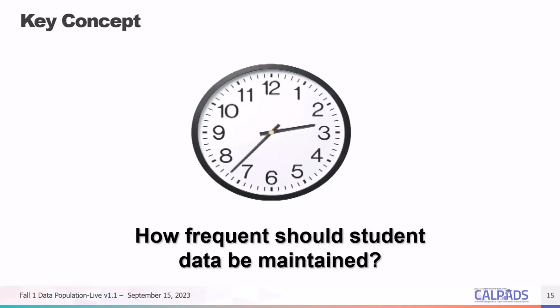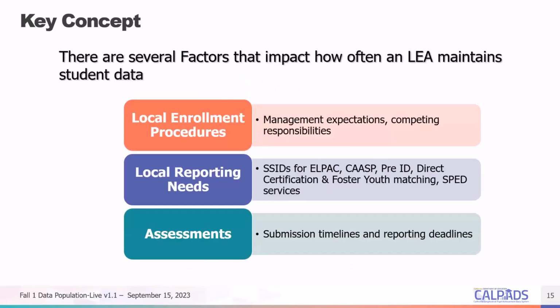There are, however, several factors that impact how often data is maintained in CalPADS. The first factor impacting frequency of CalPADS record maintenance is local enrollment procedures. You will have to manage expectations and competing responsibilities with a level of support and collaboration. While reporting data in CalPADS is a priority, there are other duties and tasks at your LEA that must be done, and time and expectations will have to be managed and prioritized. This will have an impact on how often CalPADS records are maintained, but should be managed in a way as to not hinder CalPADS reporting and certification of a given data submission.